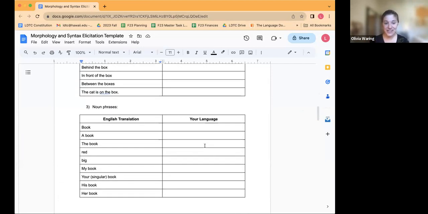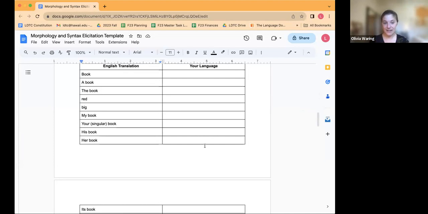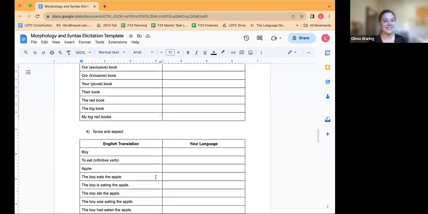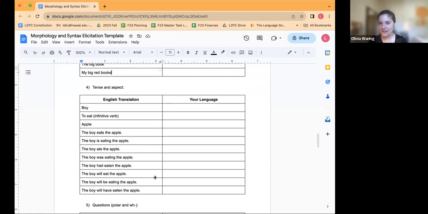Noun phrases could be very interesting, right? You might want to elicit different possessive noun phrases, throw in some adjectives there, see what changes, right? Maybe the addition of a plural marker could change the entire phrase. And so you want to be able to figure those things out. So keep tweaking the translations until you've isolated each unit of meaning, each morpheme, and the role that it plays. Tense and aspect for verbs, you might want to say, all right, the boy eats the apple, he is eating the apple, he ate the apple, all these different shades of meaning that can be represented.